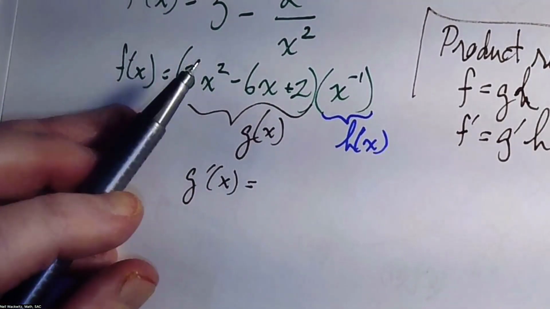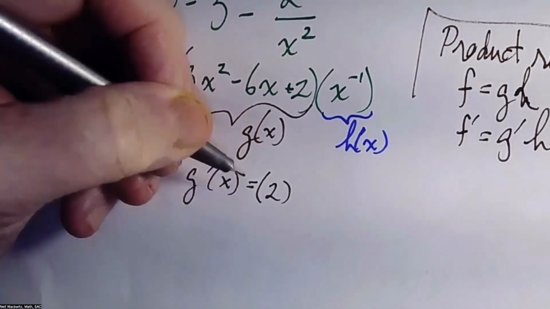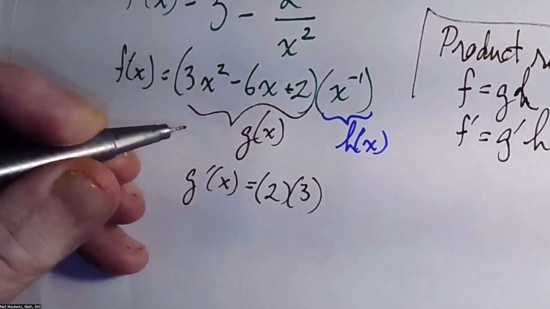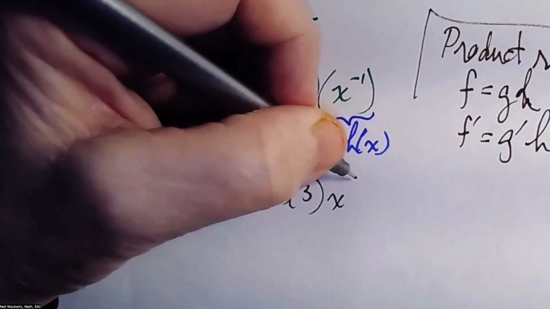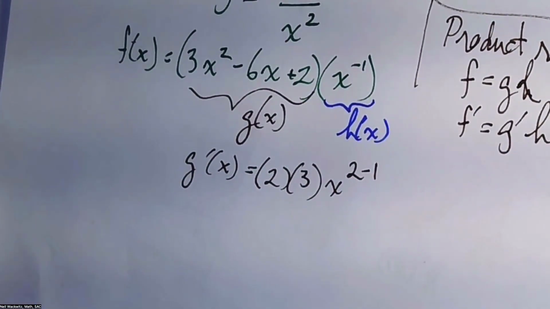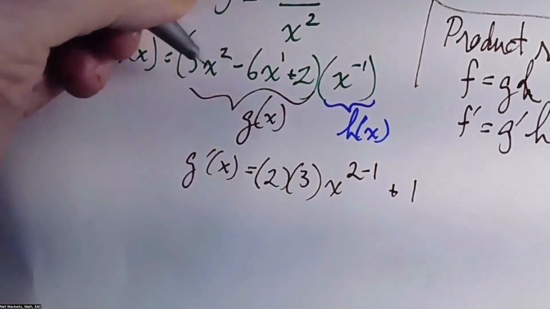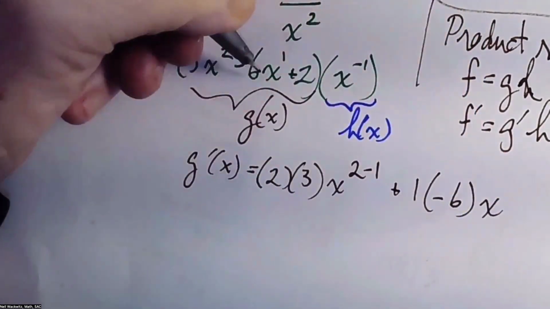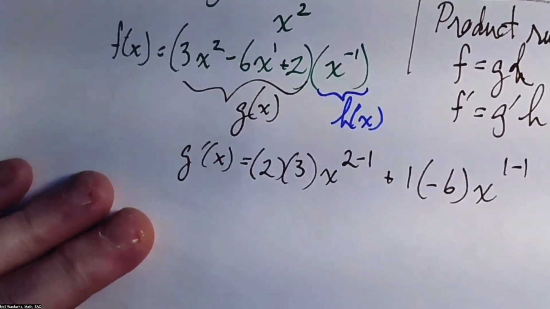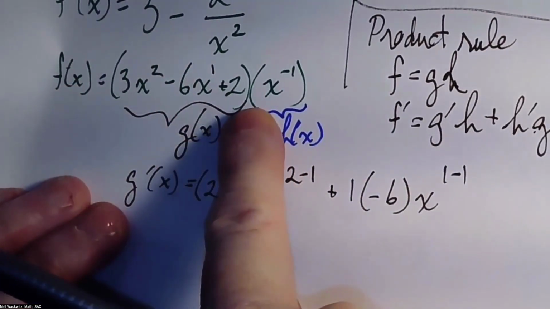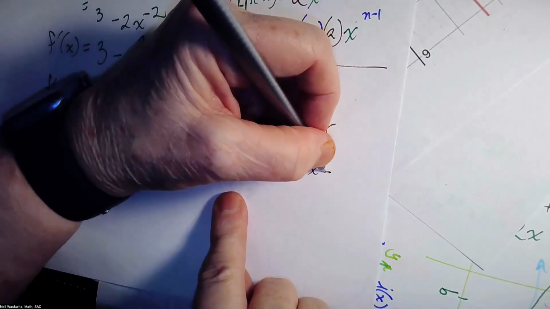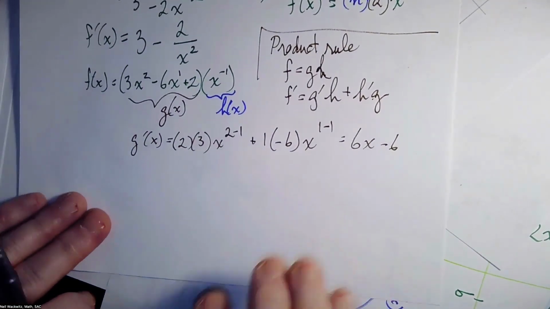Here, the exponent of the first term is a 2. The coefficient is a 3. And then we have x to the 2 minus 1. The exponent is a 1. The coefficient is a negative 6. And we reduce the exponent by 1. And the derivative of a constant is 0. So let's make this prettier. We have 6x minus 6. That's g prime.